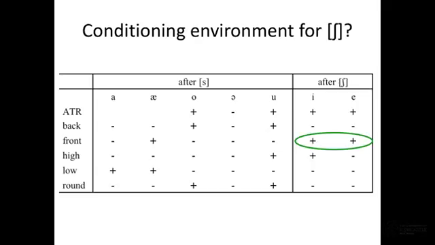are both plus front, and almost all of the vowels after s are minus front. The exception is a, which is also plus front. But a is plus low, and both e and e are minus low. So indicating both of those features as the conditioning environment for when sh occurs will enable us to write a rule that accounts for all the data.